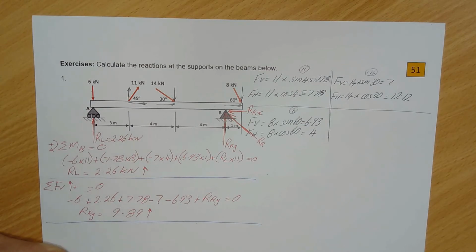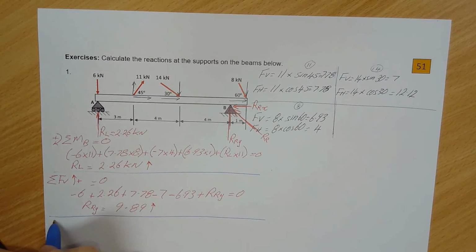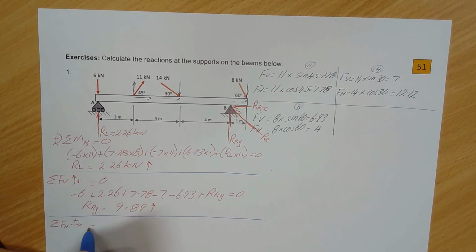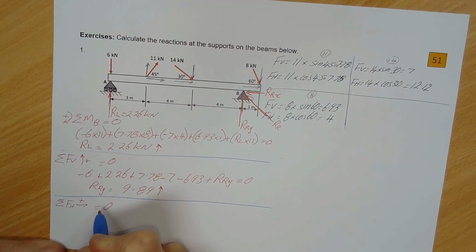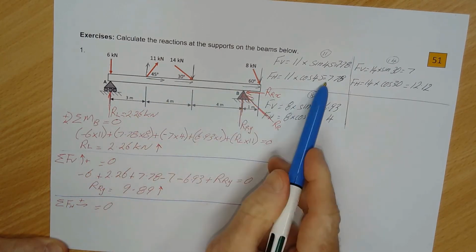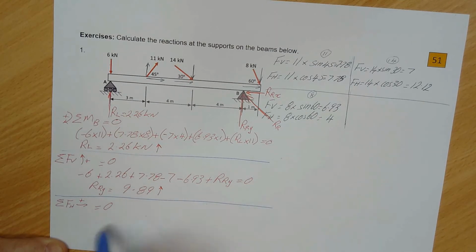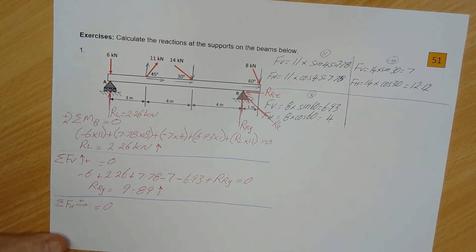Next stage is to have a look at the horizontal components. So sum of the forces horizontal, we're going to say anything moving to the right is positive, is equal to 0. So horizontal components, this time we're dealing with our horizontal components and our unknown. We've got 3 horizontal components from our cos calculations. So we can say that those 3 are positive and that one would be negative.